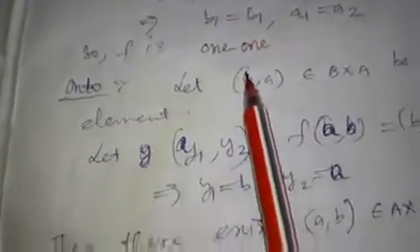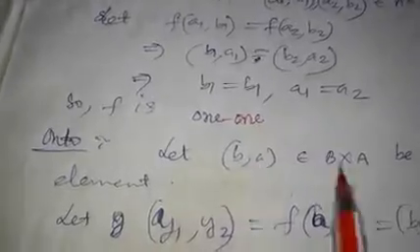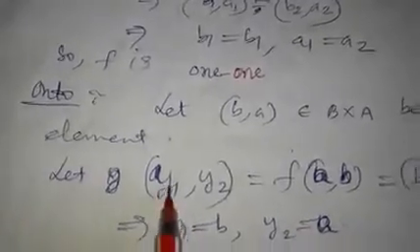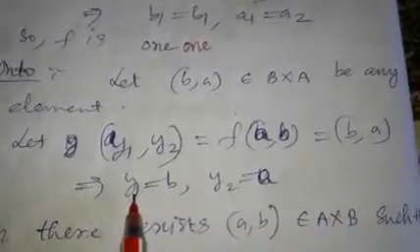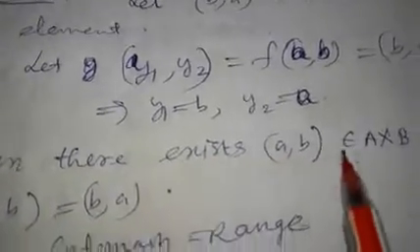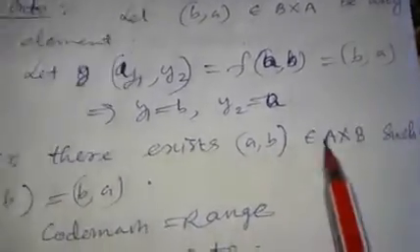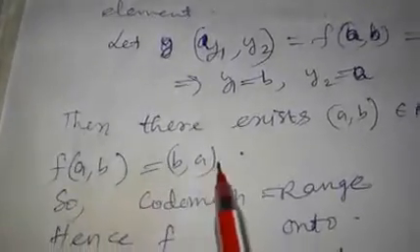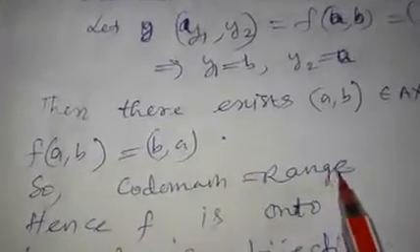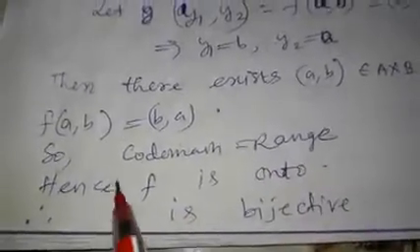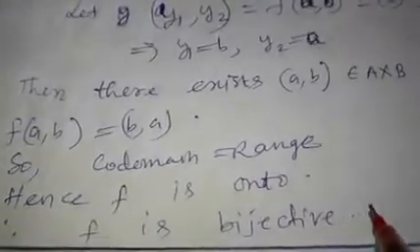Now, onto. Let (b, a) belong to B cross A, b any element. Let (y1, y2) belong to f, that is equal to (b, a). So, y1 is equal to b, y2 is equal to a. Then there exists (a, b) belonging to A cross B such that f of (a, b) is equal to (b, a). So, codomain is equal to range, hence f is onto. Thus, f is bijective.